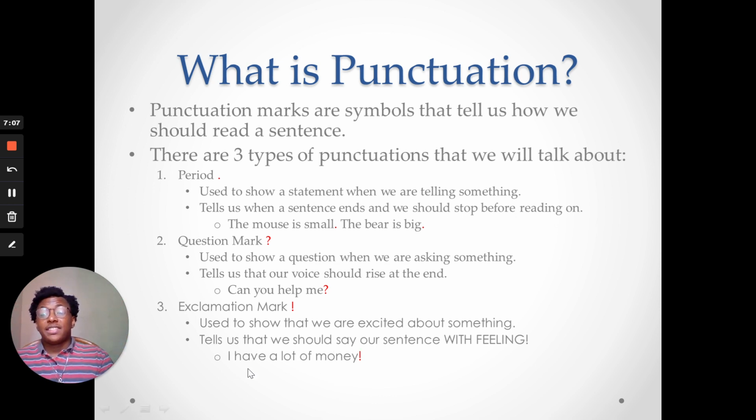So our example sentence that we have here is, I have a lot of money. I'm clearly very excited. I wouldn't just read it and say, I have a lot of money. No. An exclamation mark says that I should say it with feeling. I have a lot of money!